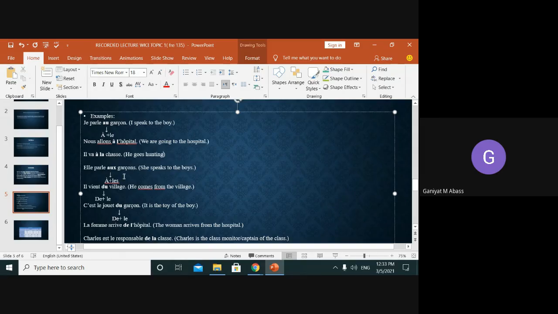Now, look at this now. Elle parle aux garçons. She speaks to the boys. You have what? À plus les. Now that gives us AUX. The contraction of à and les gives us AUX. Elle parle aux garçons. The plural form.